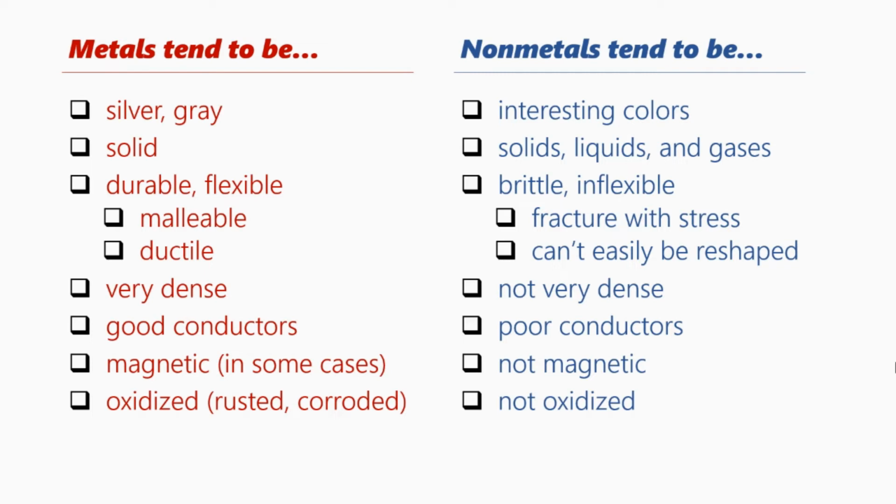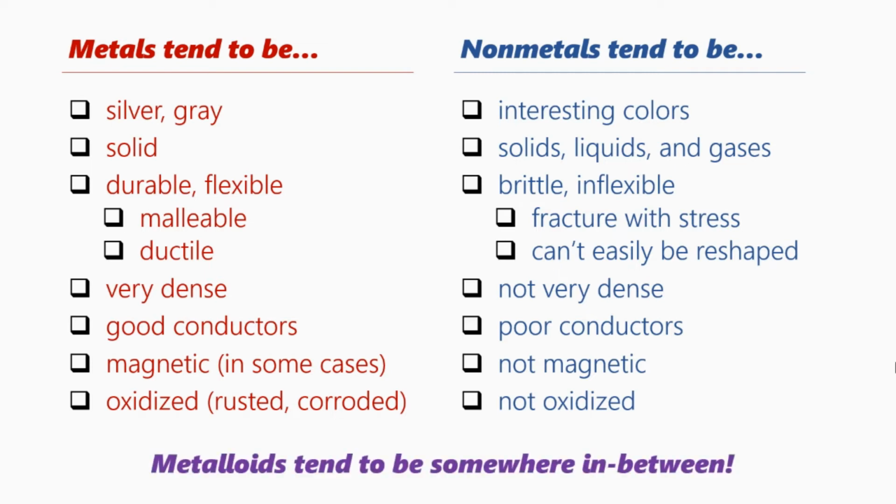Now, what if you have a lot of different properties that get split between metals and nonmetals? And it's really hard to pick whether it's actually going to be a metal or a nonmetal. Well, you might be dealing with a metalloid. Metalloids tend to be somewhere in between these two lists. So maybe you're dealing with something that is a bluish grayish color. So it's not just straight gray, but bluish grayish. Maybe it is very brittle. It's very inflexible, but it's also a pretty good conductor. It's not magnetic, but it also doesn't really oxidize either. You might be dealing with a metalloid.